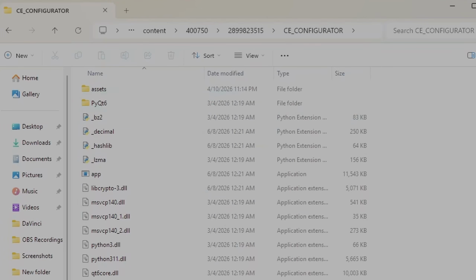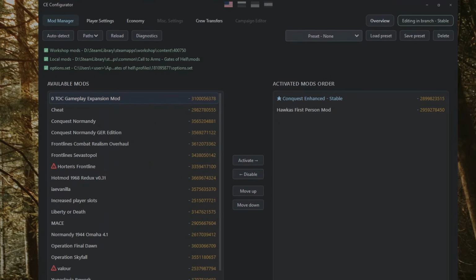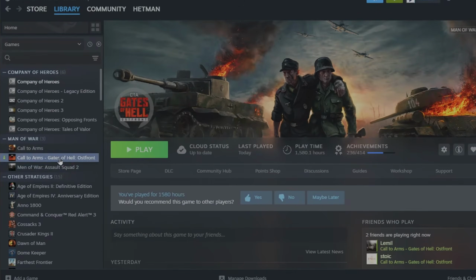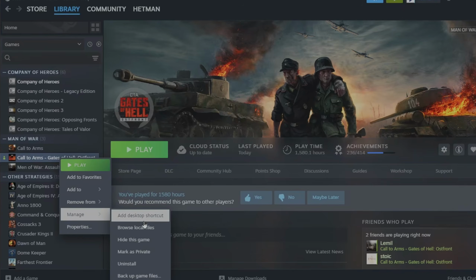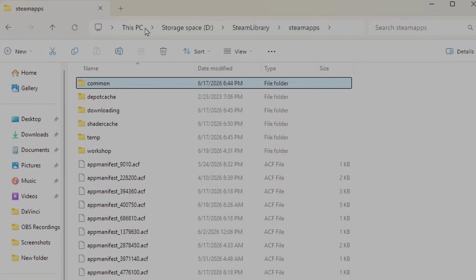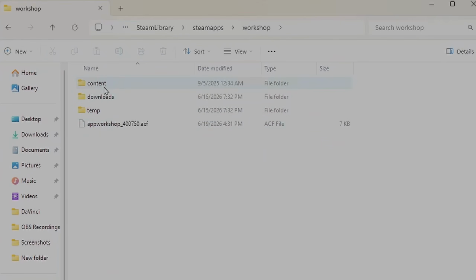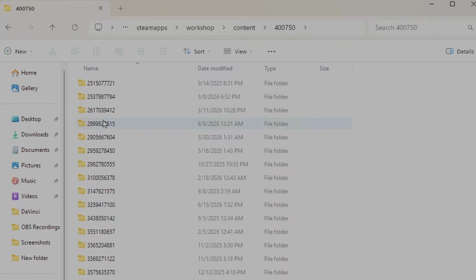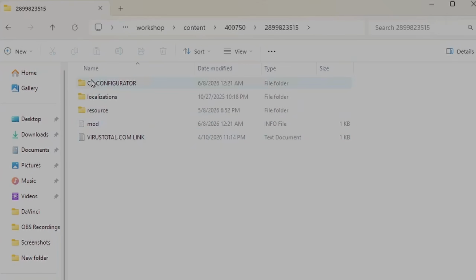Alternatively, if you have no idea where your Steam library is, what you can do is just find Gates of Hell over here. Then we're going to right click, go to manage, and then go to browse local files. We are not interested in the local files, but through this over here, we can find Steamapps, you can see. And now we can go into workshop. So we are looking for Steamapps, workshop, content again, and then we find the last one, 515, that has the CV Configurator in it.